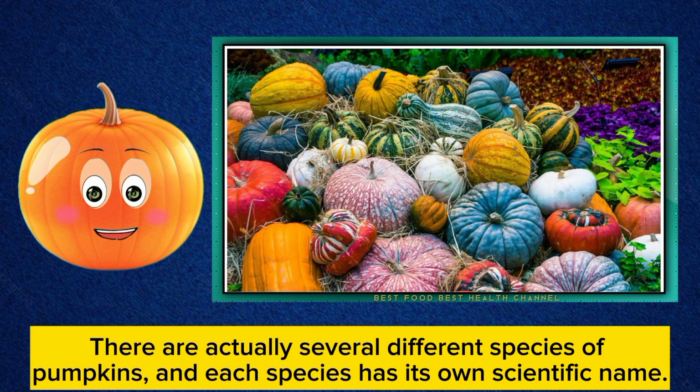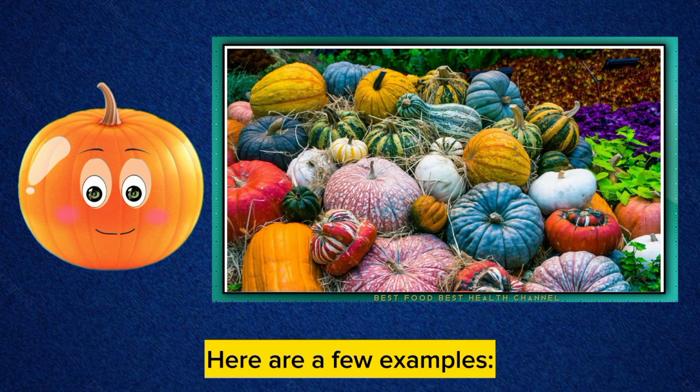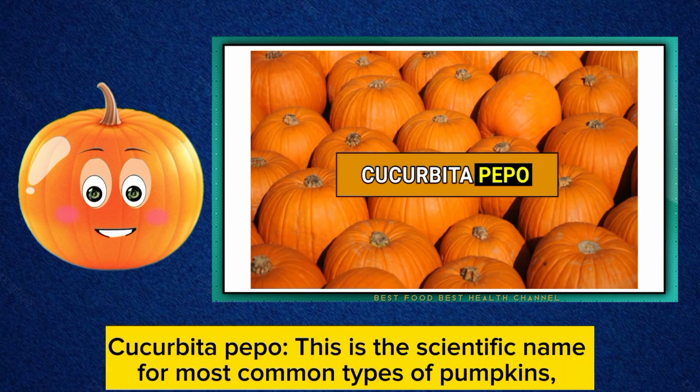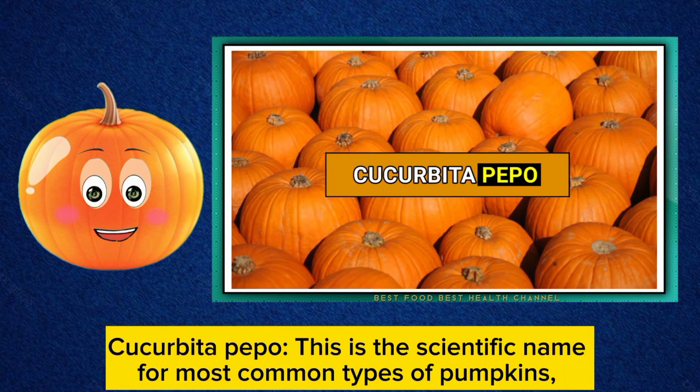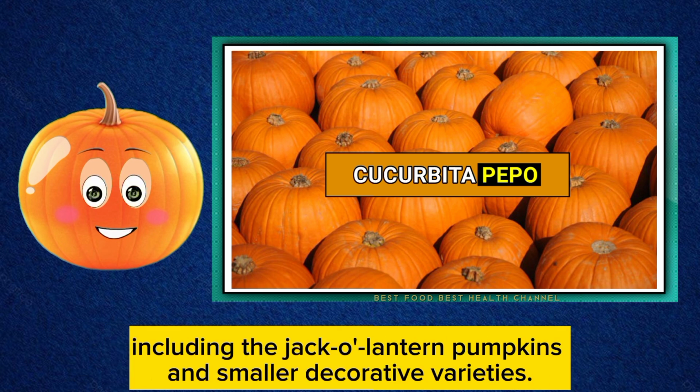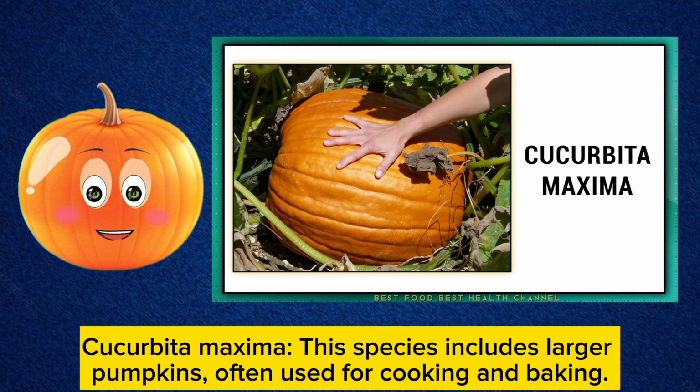There are actually several different species of pumpkins, and each species has its own scientific name. Here are a few examples. Cucurbita pepo. This is the scientific name for most common types of pumpkins, including the jack-o'-lantern pumpkins and smaller decorative varieties. Cucurbita maxima. This species includes larger pumpkins, often used for cooking and baking.